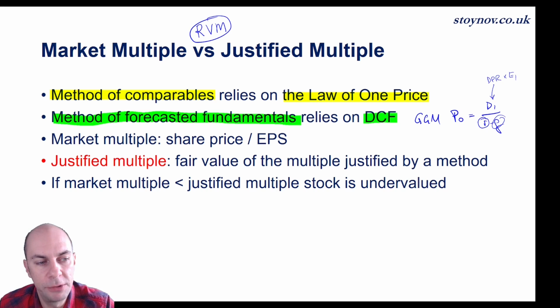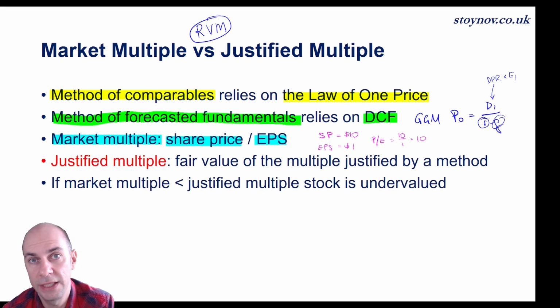Now, market multiple is very simple to understand. It's simply the market price today, the stock price today, divided by some kind of value driver. This doesn't have to be earnings per share. Of course, it can be book value per share, or cash flow per share, or sales per share. But as an example here, if the stock price was $10 and earnings per share was $1, well, I can work out the P/E ratio as 10/1, which is 10. So I'm paying 10 times the earnings of this company.